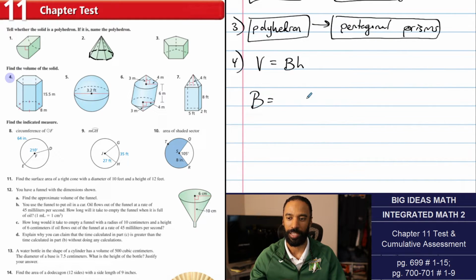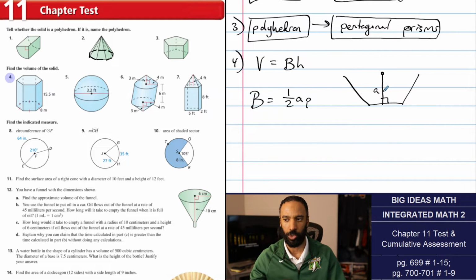This hexagon has the whole one-half apothem times perimeter thing going on. So in this bottom of the hexagon, I'm not going to draw the whole thing. We need to figure out the apothem, the distance from the center perpendicularly, the shortest distance to the side, like that. And all we know on this thing is we have 8 meters. Now, it's a regular hexagon. It's 8 meters all the way around. This apothem bisects the side, making this 4 meters.